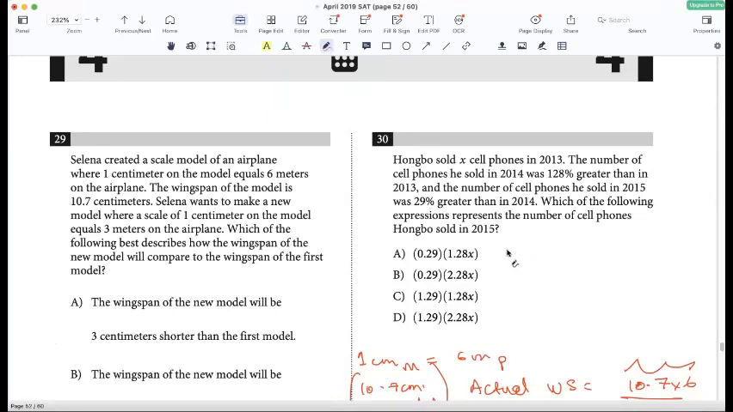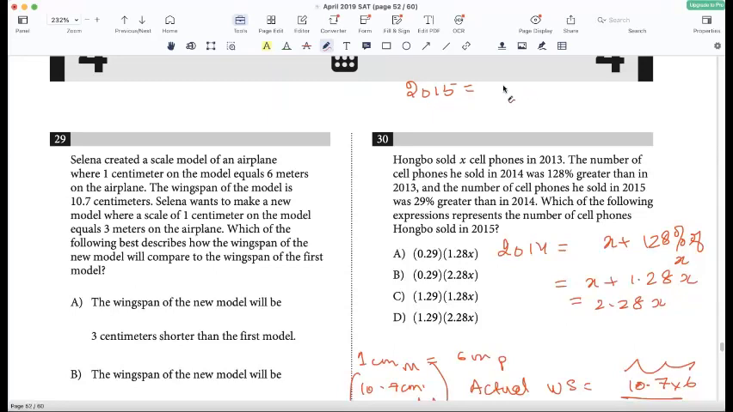Okay. So 2014, it was 128% greater. So X plus 128% of X. So that's X plus 1.28X. So that's 2.28X. And 2015 was 29% greater. So that would be 2014 value 2.28X times 1.29. So yeah, so it will be 2.28X times 1.29, option D.